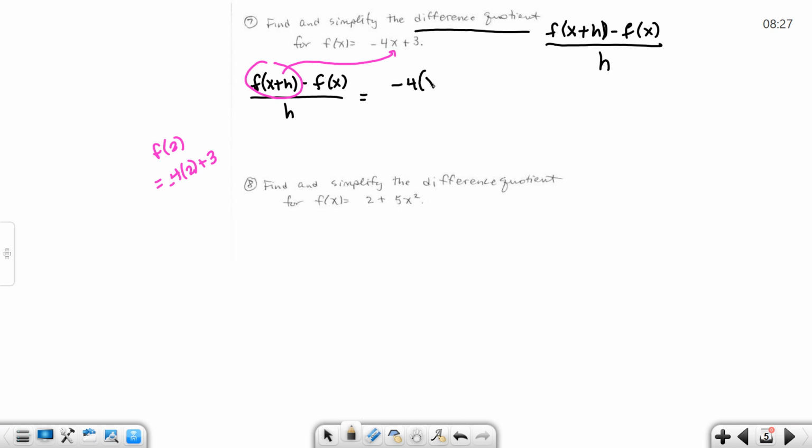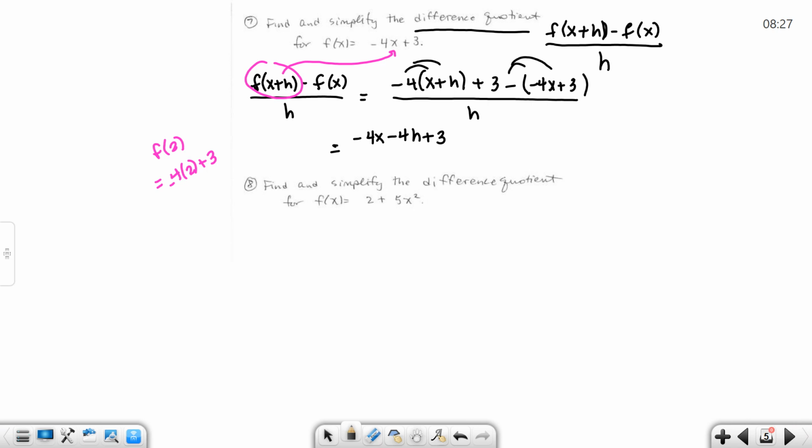And so we will get negative 4 times x plus h plus 3. And that's all just the first part. That's our f of x plus h. Minus f of x. Well, f of x is just the function itself, but the whole thing gets subtracted, so it needs to go in parentheses, and we will have to distribute that negative, all over h. So we're distributing the negative 4, and we get negative 4x minus 4h plus 3. Distribute the negative, so we get plus 4x minus 3 all over h.